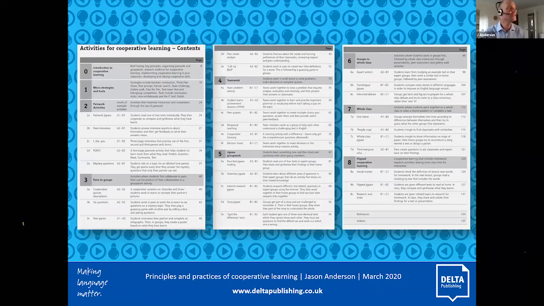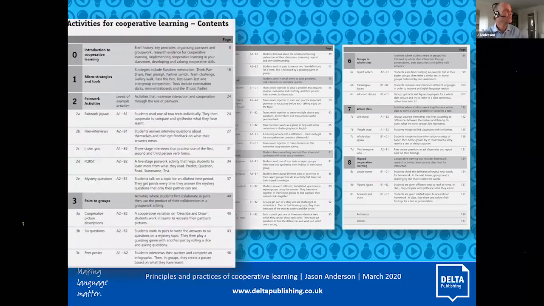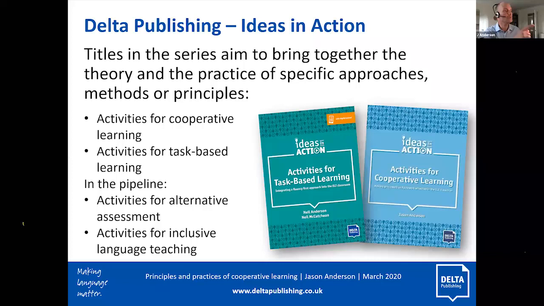So somebody mentioned the other book. We're running out of time, so here we go. Here's the other book that's already published, Activities for Task-Based Learning by Neil Anderson and Neil McCutcheon. And both of the books have a similar format, and you'll find that if you learn how to use one of them, you can use the other.